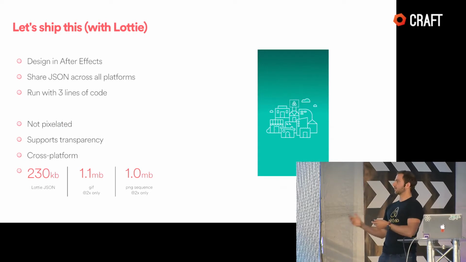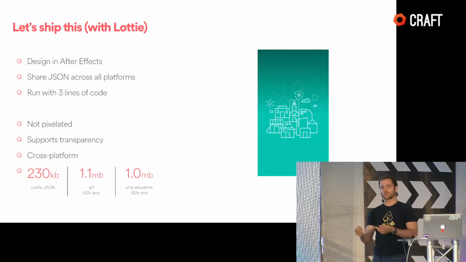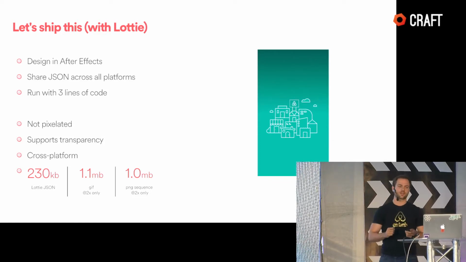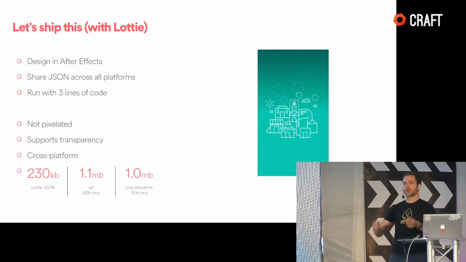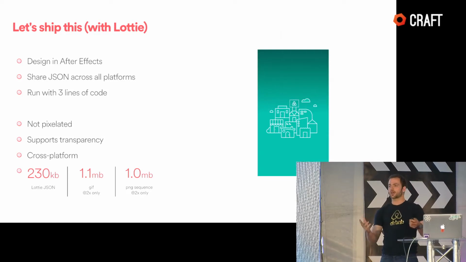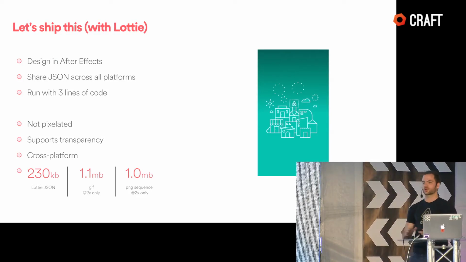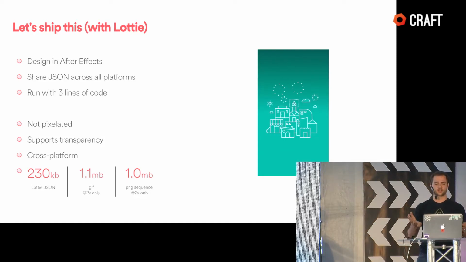But now, if you were to design in After Effects, you can export it with JSON, send that JSON file to all your engineers, and they can drop it in the app just like that PNG. And even better, it's always that one file. You don't have to worry about different densities. It'll scale to any size. It'll never be pixelated. It supports transparency, so you can do overlays. You can basically do anything you want.